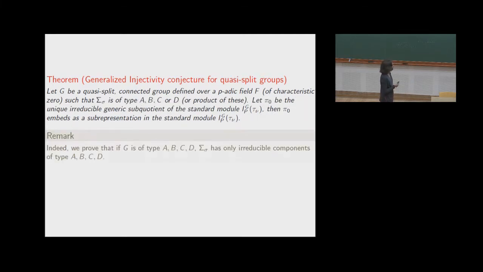More precisely, that's a statement I actually prove. So I define a root system which is sigma sigma. I will give you a proper definition later. And in this context, if sigma sigma is of type ABCD, you can show that this conjecture is true. And I have shown that if G is of type ABCD, then sigma sigma will have a component of type ABCD as well.